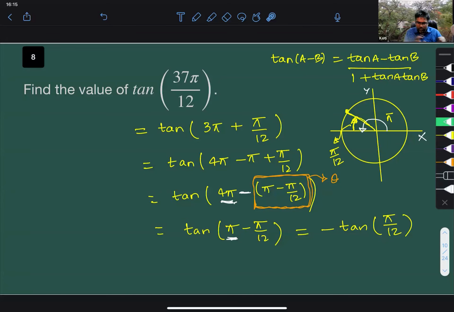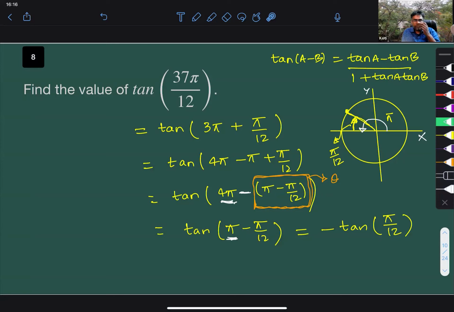When you say fourth step, from here to here? Okay. So here, what I'm saying is, if you go pi, that is counterclockwise, minus pi by 12, you're coming back here, right? So it's as good as taking tan pi by 12, but because you're in the second quadrant, you will get negative values.